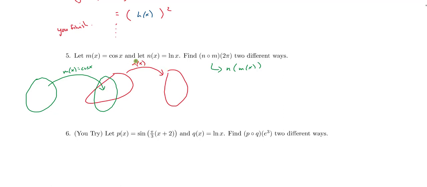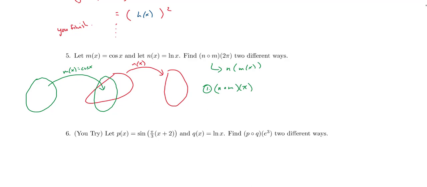What we're asked to compute here is n of m of 2 pi, or n composed with m of 2 pi. So let's go ahead and give this a shot. The first way we're going to do this is n composed with m of x is what we're going to compute first. So we're going to find it as a function.